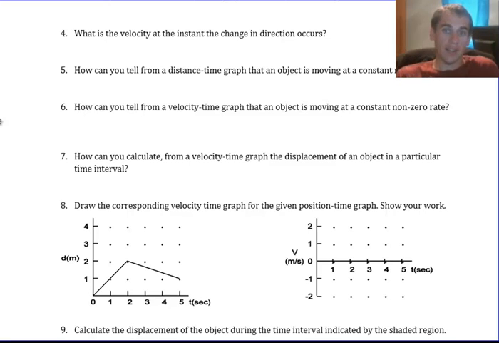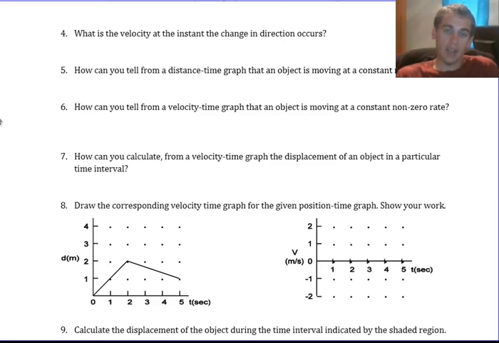What about on a velocity time graph? Constant non-zero rate. Well, a constant rate means the velocity isn't changing, and so the line is going to be horizontal, and non-zero means it just can't be at 0. So it would be a horizontal line above the axis or a horizontal line below the axis.